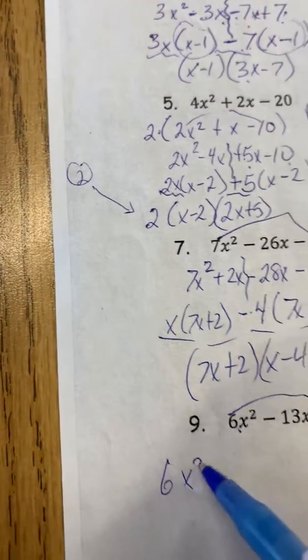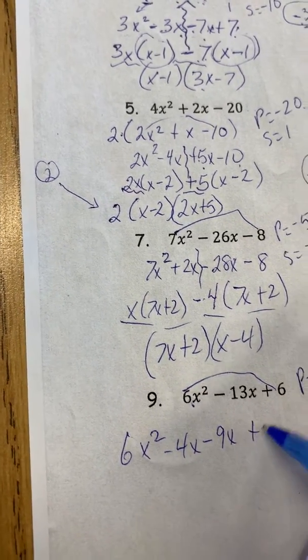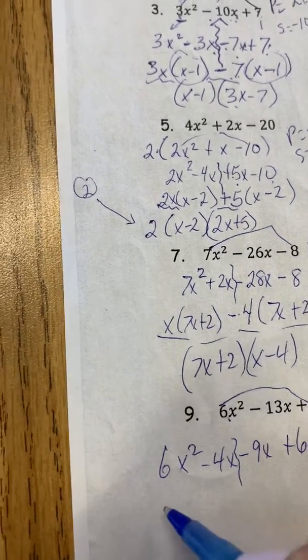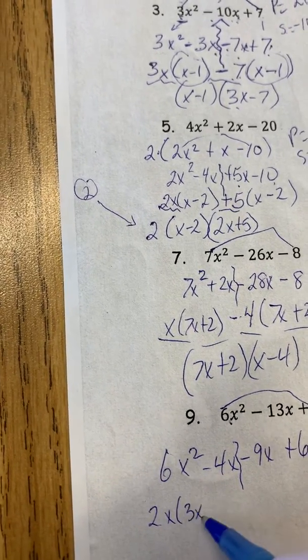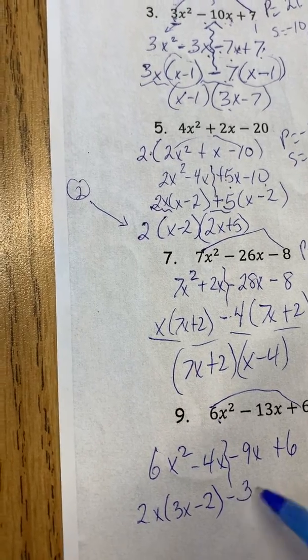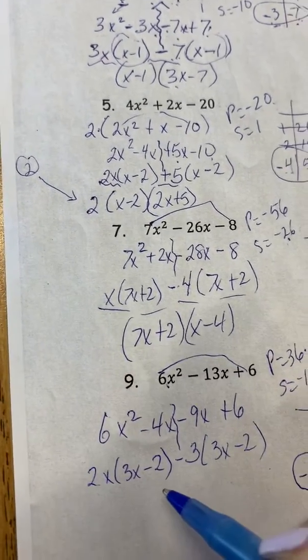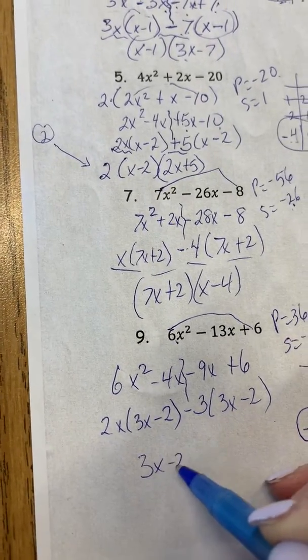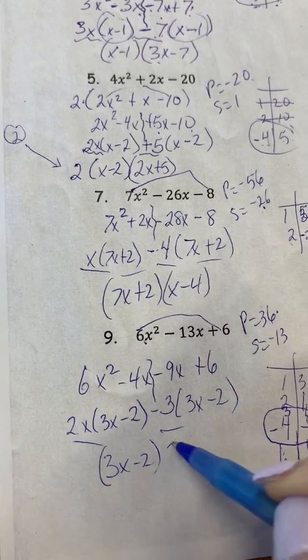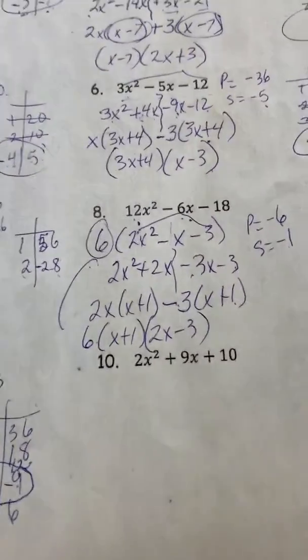Breaking it down. 6x squared minus 4x minus 9x plus 6. I can take out a 2x. I'm left with 3x minus 2. This starts with a negative. I'm going to take out a -3. I'm left with 3x minus 2. And now we've got that common bracket, 3x minus 2 as one of my factors, and 2x minus 3 on the outside. Whew, last question.